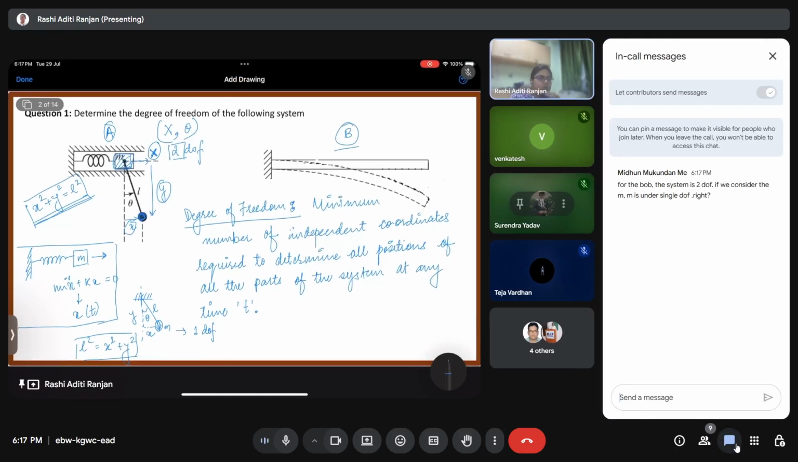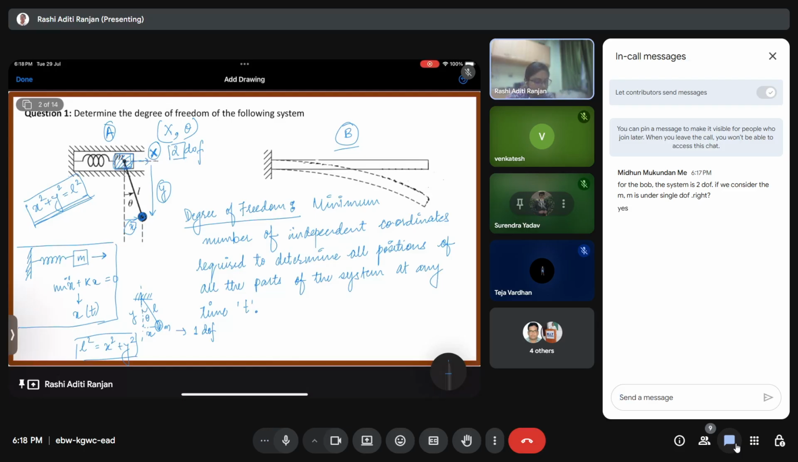Okay, I have a question. For the bob, the system is 2 degree of freedom. If we consider M is under single degree of freedom. I'm sorry, I'm not able to get your question. If we consider M, like if you remove this whole bob and rod, then you are asking. Yeah, then it's a single degree of freedom.